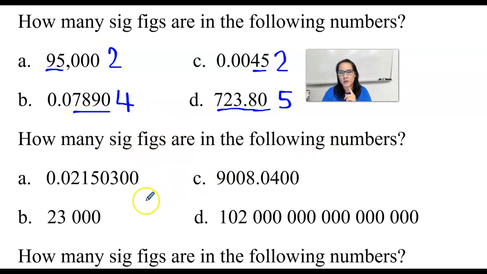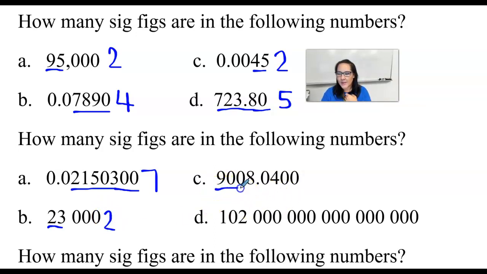How many significant figures are in these numbers? So the zeros in front don't count. The 2, 1, and 5, that 0 is called a sandwich 0 between 2 non-zero numbers. And then these are zeros on the end and there's a decimal present. So they're going to be considered significant. We have 1, 2, 3, 4, 5, 6, 7 significant figures here. So we have the 2 and the 3. These are zeros on the end, but there's no decimal, so not significant. So this only has 2 significant figures.